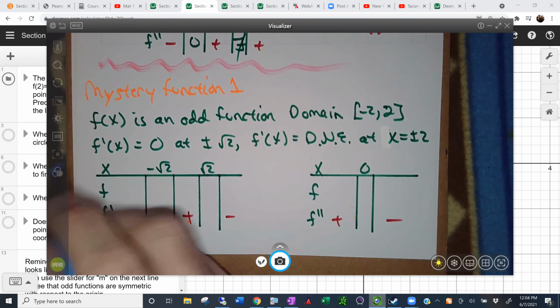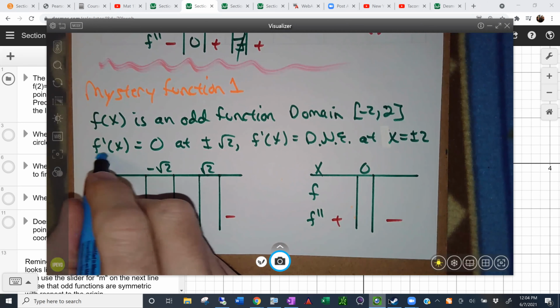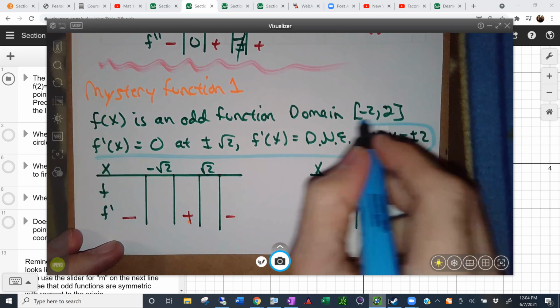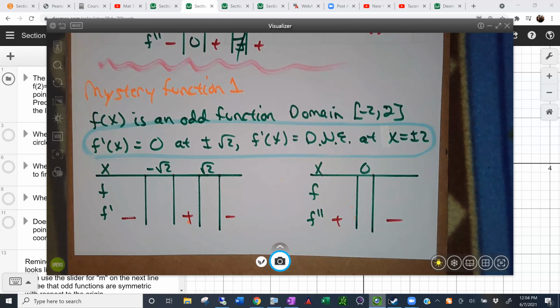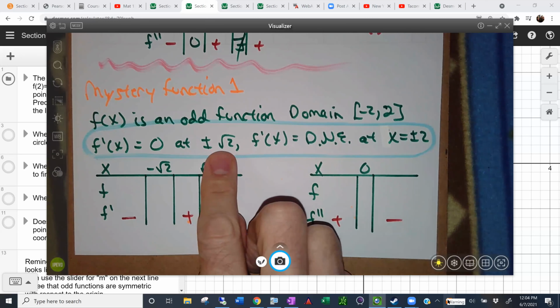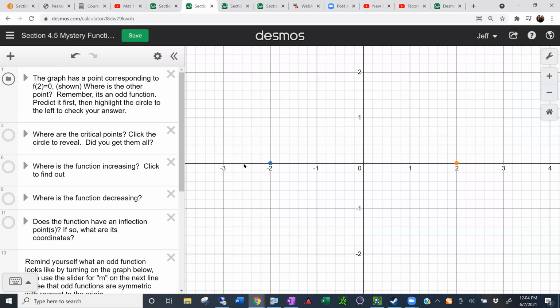F prime is 0, okay. And what else? The sign changes. Or the derivative doesn't exist. So if you're looking for the critical points, how many of them should there be? 4, right? 2 here and 2 more here. So if you light those up, you know where the x coordinates are; the y coordinates you'd have to know the function, but I didn't give you that. But there you go. So at √2 and -√2. And again, notice that they're on opposite sides of the origin.